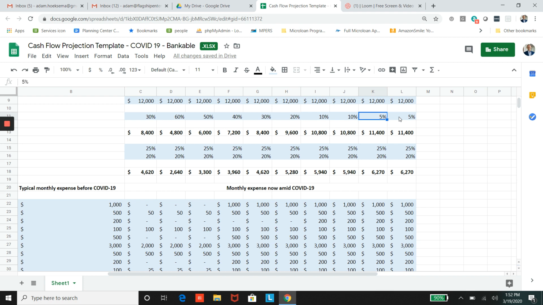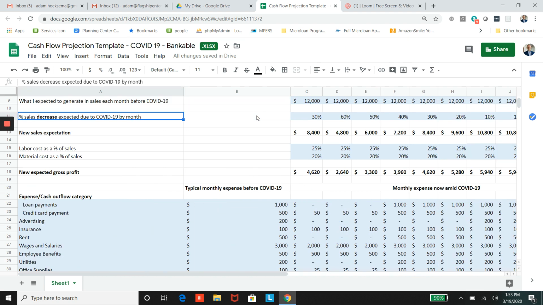So, hopefully that is not the case. Hopefully sales increase to catch up and make up for lost time by this point. But these are numbers that you can play around with and that your lender is probably going to play around with too, to look at different scenarios and see how long the business can survive during this COVID-19 pandemic.